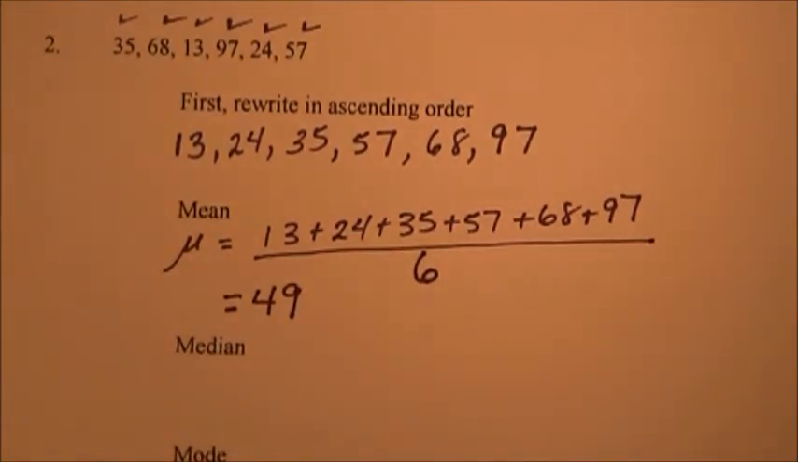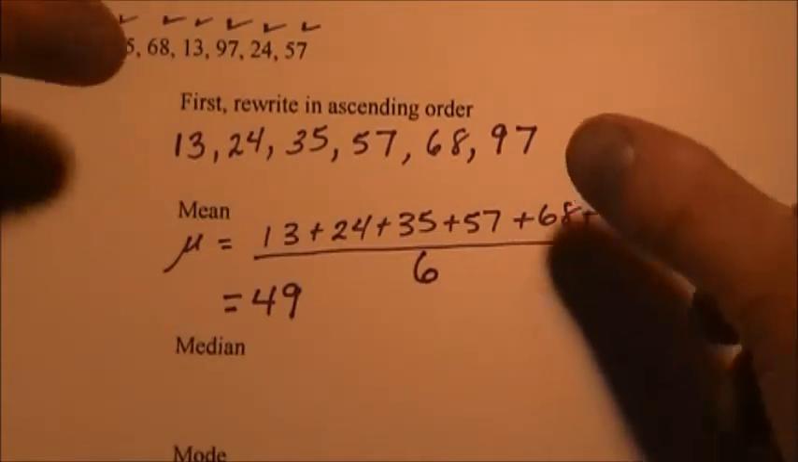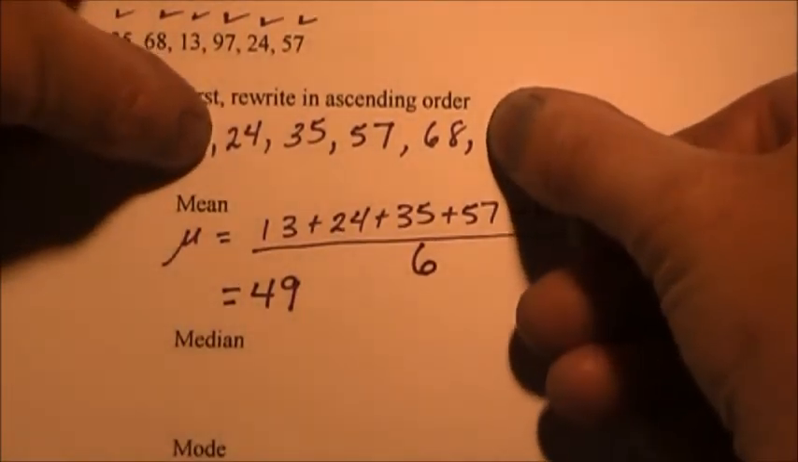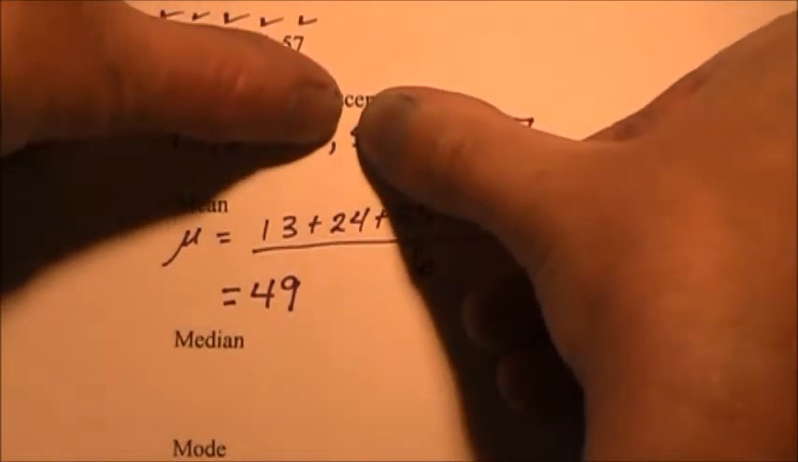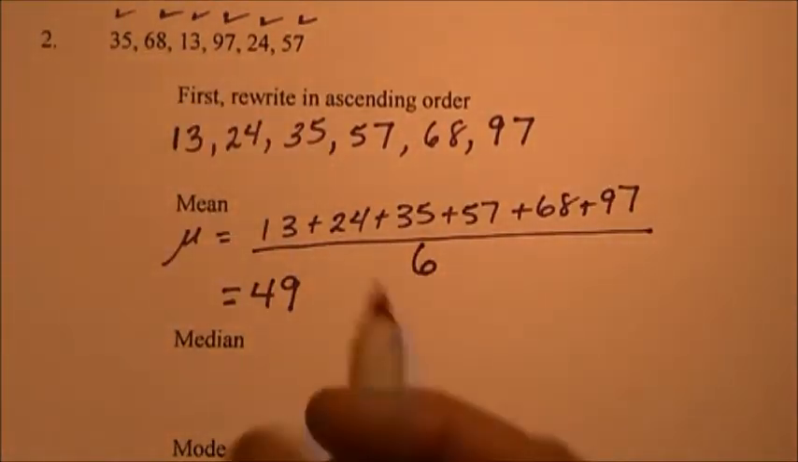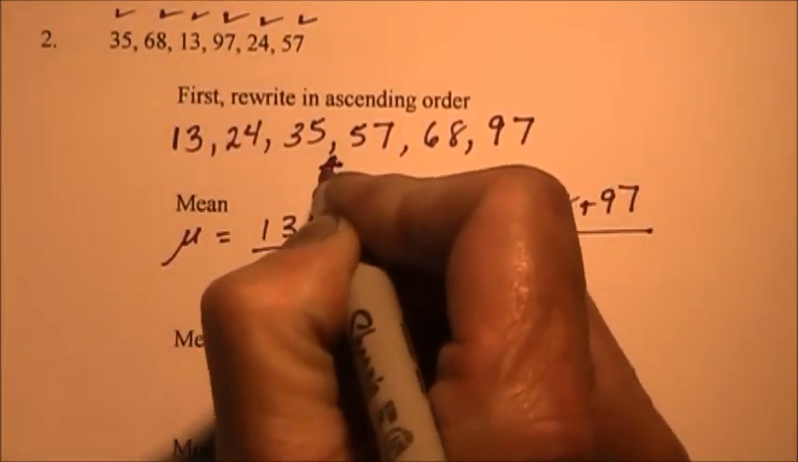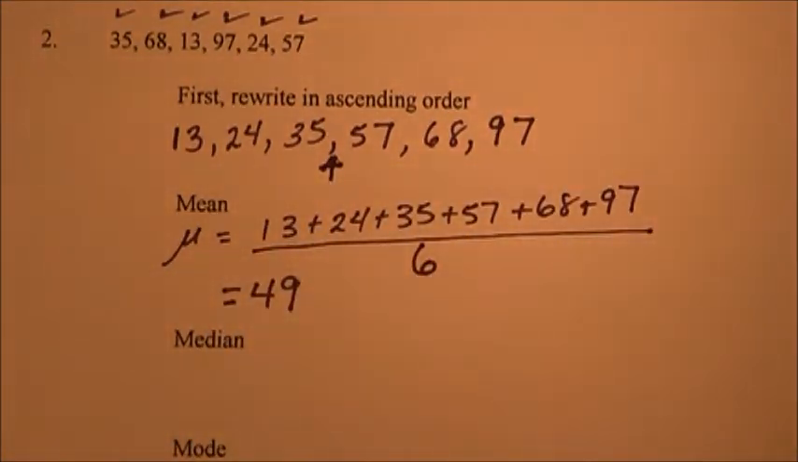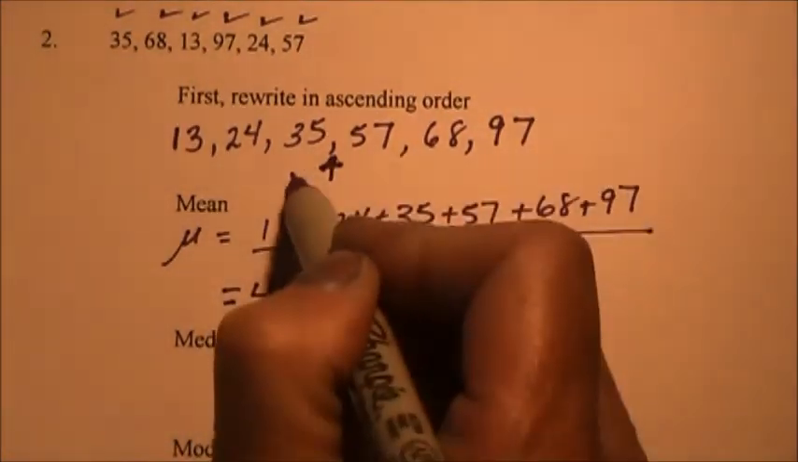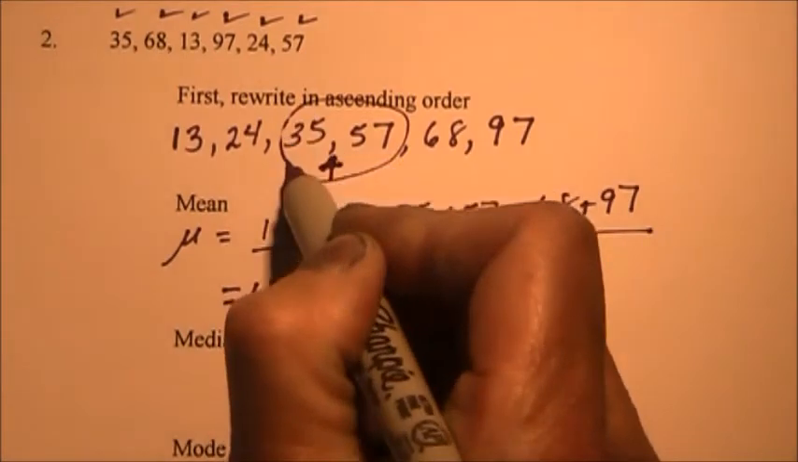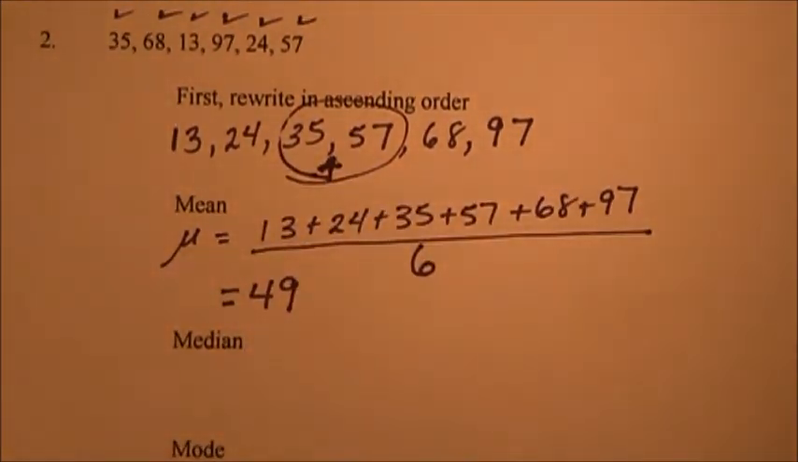Okay, median. Recall median is our middle number in our list when ordered from smallest to largest. So if we look at it, these two go together, these two go together. These two go together, which means that our median is going to happen between these two numbers. It's going to happen right there. As a result, we're going to take these two and use them to help us find our median.